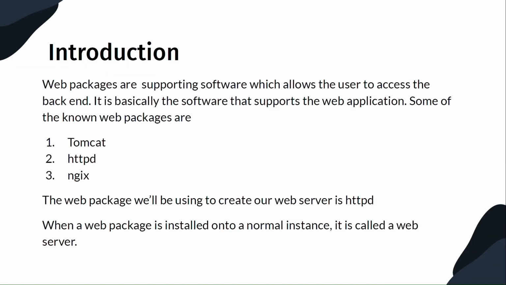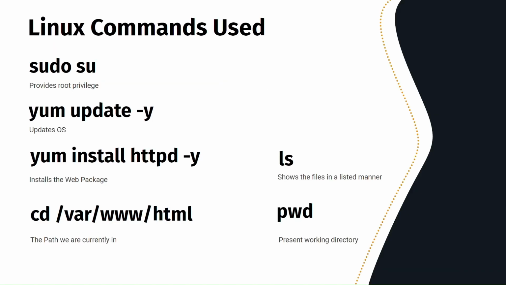Web packages are supporting software which allow the user to access the backend. It is basically the software that supports the web application. Some of the known web packages are Tomcat, HTTPD, and NGINX. The web package we'll be using to create our web server is HTTPD. When a web package is installed onto a normal instance, then it's called a web server.